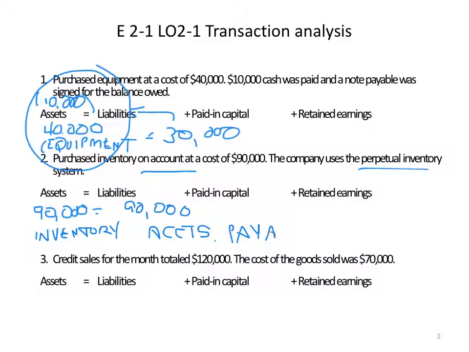It's not a note payable because they didn't sign a formal lending agreement. So we would still be in balance. Number 3, credit sales for the month totaled $120,000. That means that they had not collected cash yet, but they have a claim to be paid.